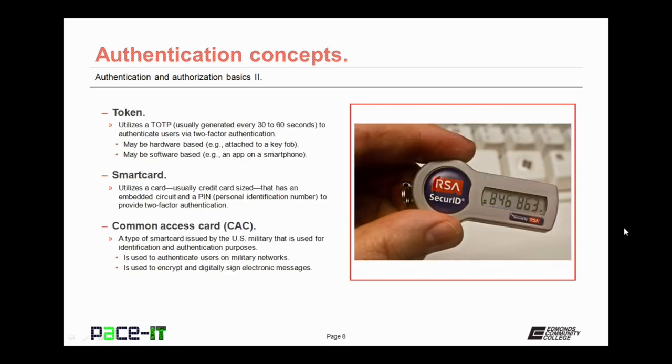Then there is the token. Tokens utilize a time-based one-time password to authenticate users via two-factor authentication. The TOTP is usually generated every 30 to 60 seconds. The token may be hardware-based, as in it's attached to a key fob, or the token may be software-based, as in it's supplied by an app on a smartphone.